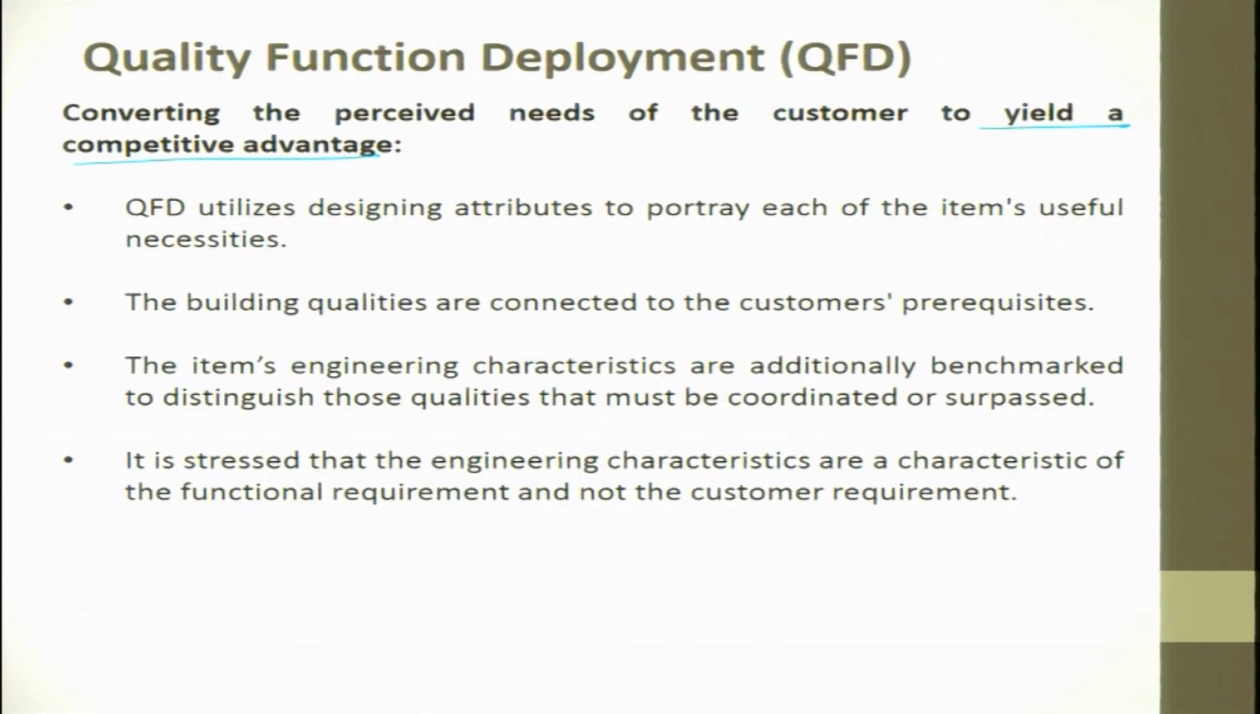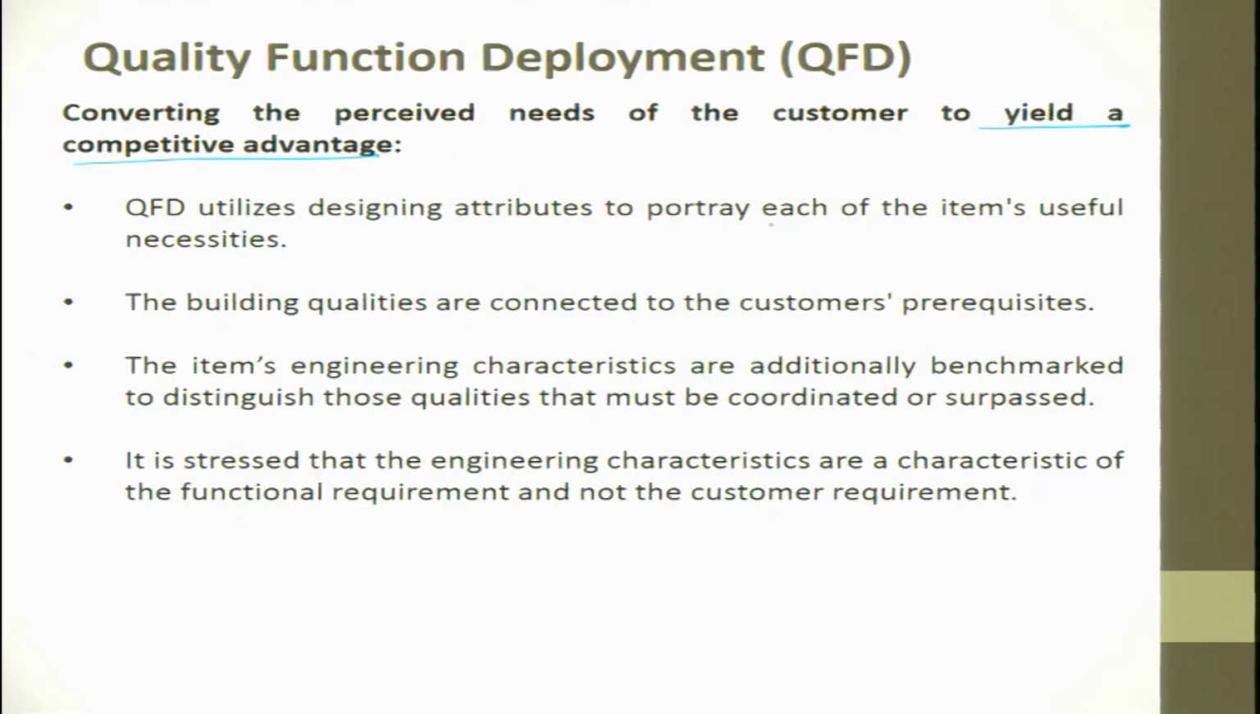Quality function deployment utilizes designing attributes to portray each of the item's useful necessities. For example, when we talk about a pen, a car, or a chair, we always say, okay, in a chair I would like to have these 1, 2, 3, 4, 5, 6, 7, 8, 9, 10 requirements. And again, these requirements will have to be ranked, and certain requirements which you feel are important, maybe the customer feels are not important. For example, even today we do not have a customized chair which can suit an individual's requirement. We all make a compromise in our sitting posture to the existing chair whatever is available with us.